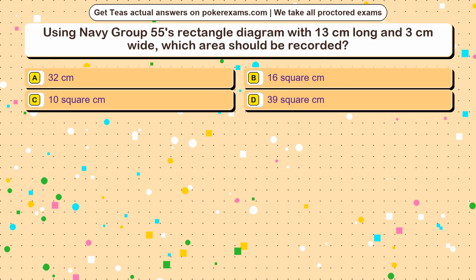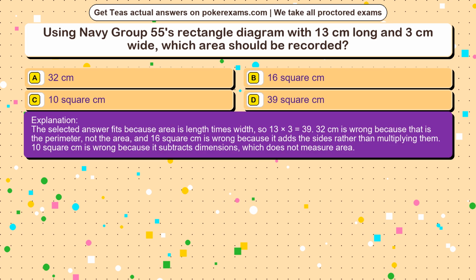The correct answer is option. The selected answer fits because area is length times width, so 13 times 3 equals 39. 32 centimeters is wrong because that is the perimeter, not the area, and 16 square cm is wrong because it adds the sides rather than multiplying them. 10 square cm is wrong because it subtracts dimensions, which does not measure area.